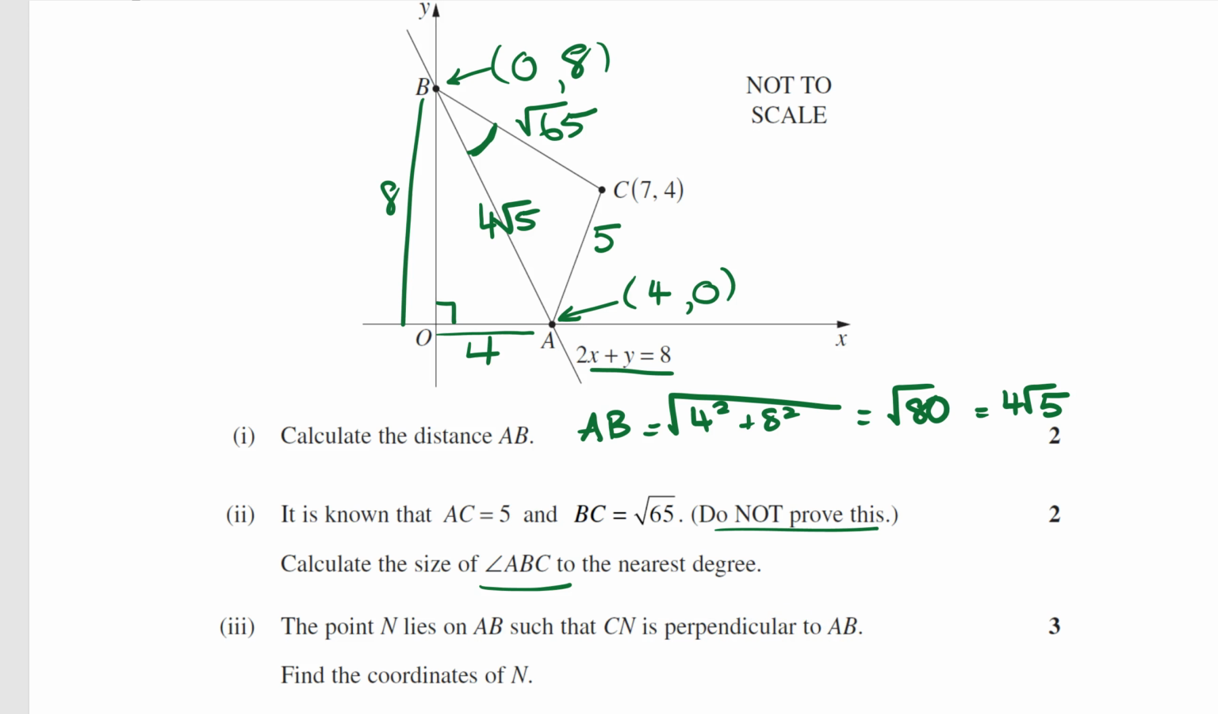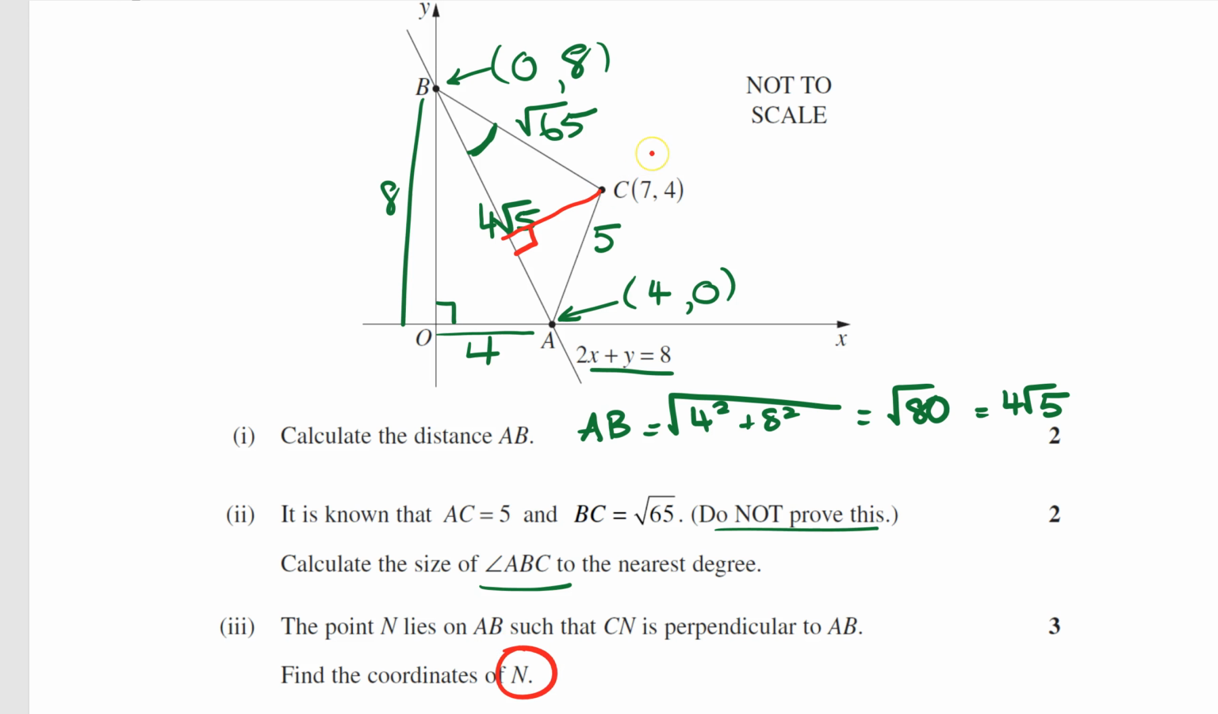Part 3, the point N lies on AB, so here's AB, such that CN is perpendicular to AB. So, you may need to read that a couple of times, and I may need to change the pen colour because this is getting congested. But if N is somewhere on AB such that CN is perpendicular to AB, this is what we're after. And we have to find the coordinates of N.